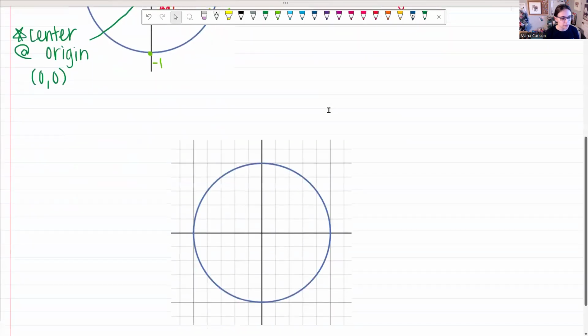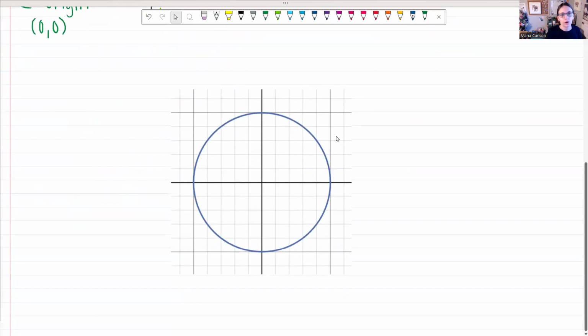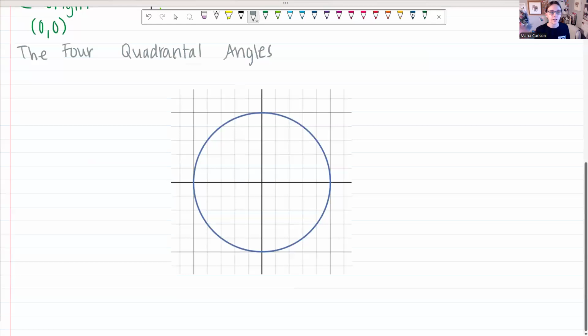Alrighty, so let's now talk about what we call the 4 quadrantal angles. And I accidentally already had this diagram here, so you can either copy it or print it out and paste it here. But what this is talking about are the angles formed by the 4 quadrants, right? Because our x and y axis divide this graph up into 4 quadrants.